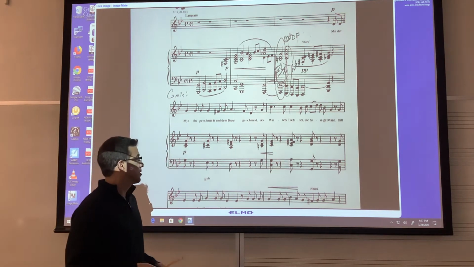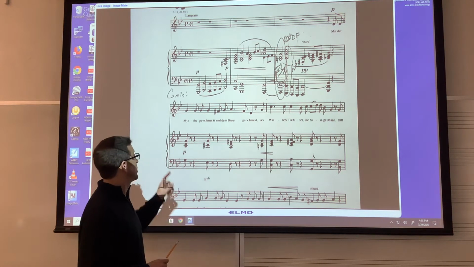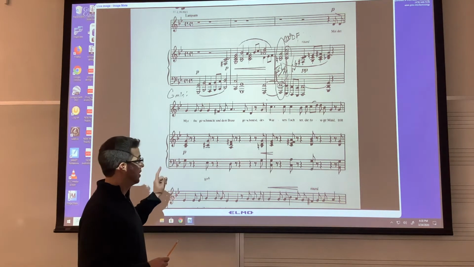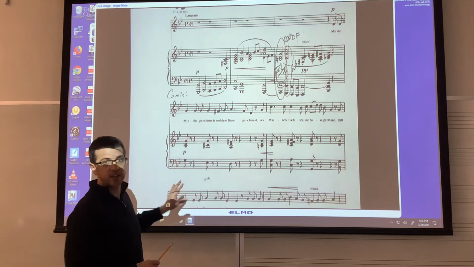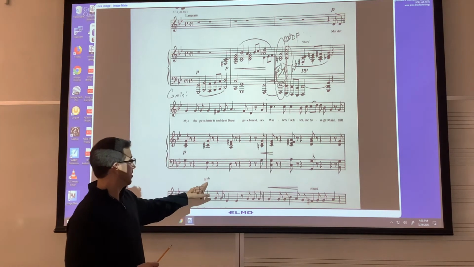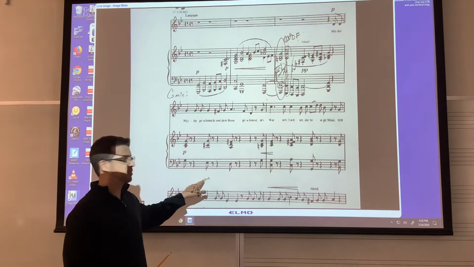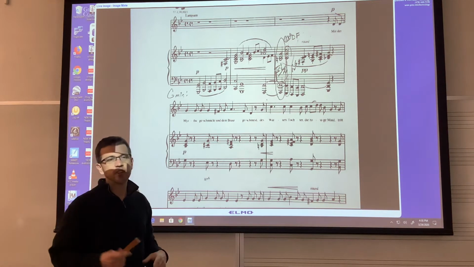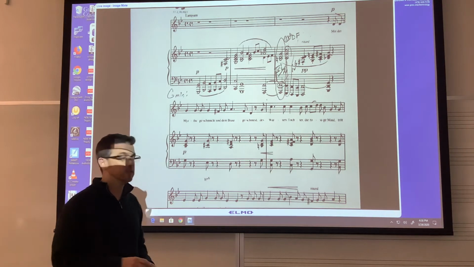Now, why don't you go ahead and try analyzing from the second system and the third system. So do this one and this one. Don't worry about the It 6, or I guess it's It+6, that's what it says. That's an Italian augmented 6 chord, and that is a Theory 3 chord.